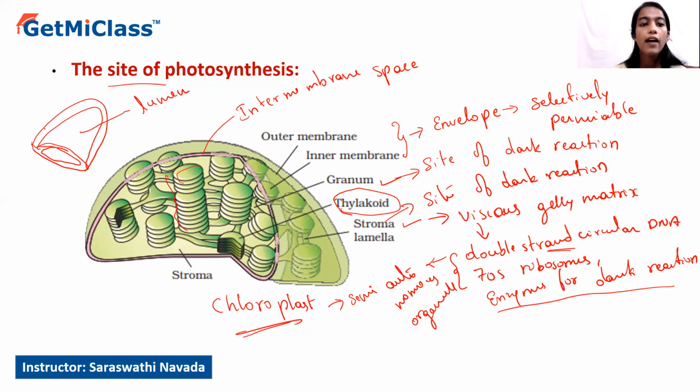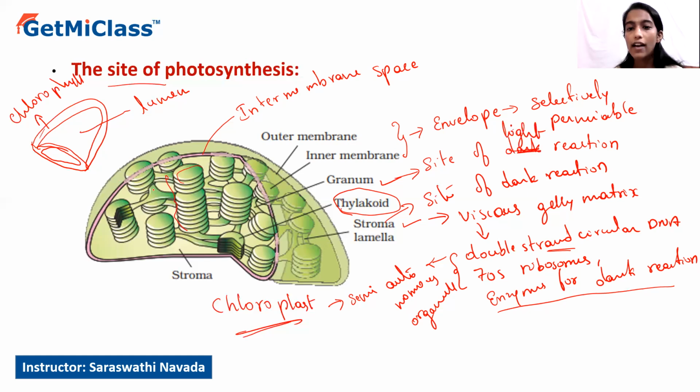And in the membrane of thylakoid, we can see the presence of the chlorophyll pigments. So chlorophyll pigments are present in the membranes of thylakoid, and hence the thylakoids present in the grana will be taking part in the light reaction of the photosynthesis. So that's why grana is considered the site of light reaction. It is not dark reaction, it is considered the site of light reaction.